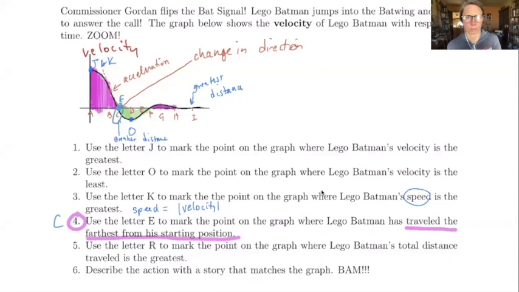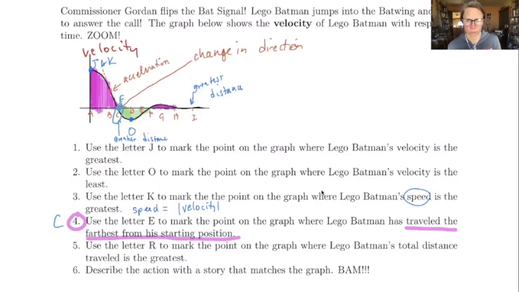When the velocity graph crosses the x-axis, the velocity is actually equal to 0. When the velocity is above the x-axis, the bat wing is moving in the forward direction. When the velocity is below the x-axis, the bat wing is moving in the negative direction. And remember that speed is equal to the absolute value of velocity. So we got that piece in there.